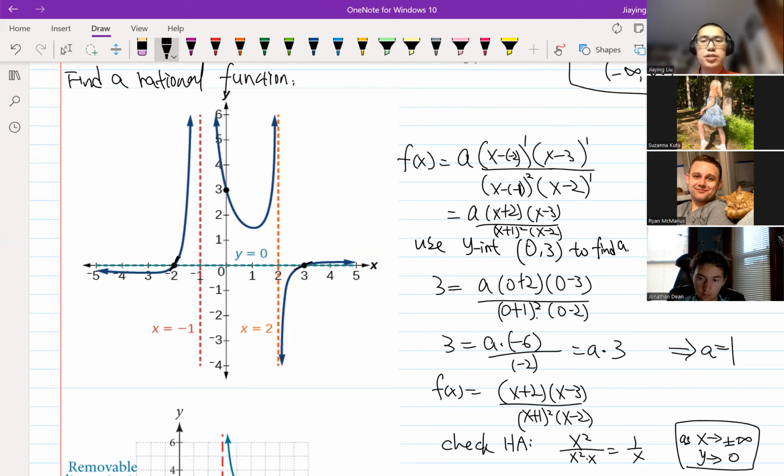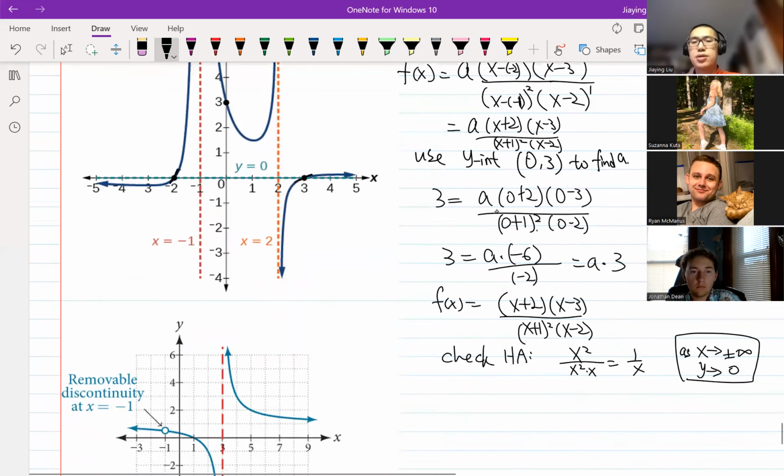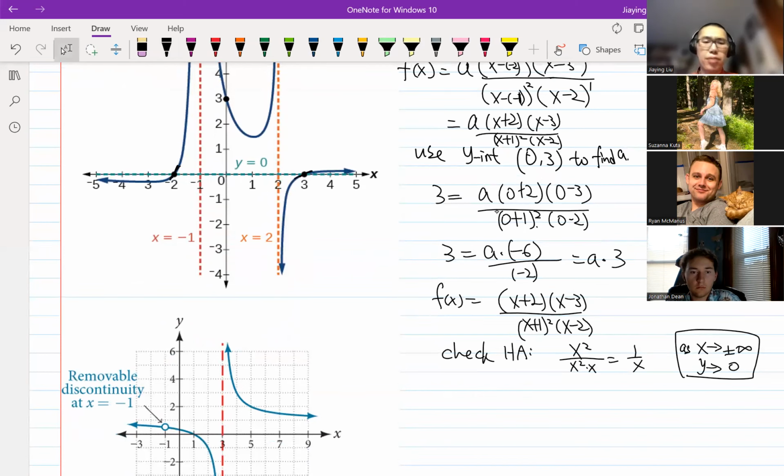All right, any questions about this process? I find it easy in the sense that if you want to find the factors in the numerator, just look for x-intercepts and how the graph crosses those x-intercepts. If you want the denominator factors, we just look for vertical asymptotes and consider the convergence and divergence at each one. And to find a, just use any point that's given that's not used yet, usually the y-intercept. And the horizontal asymptote, you probably don't need until the very end to check your work.